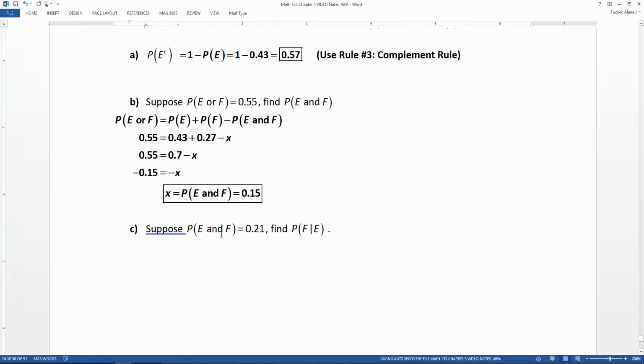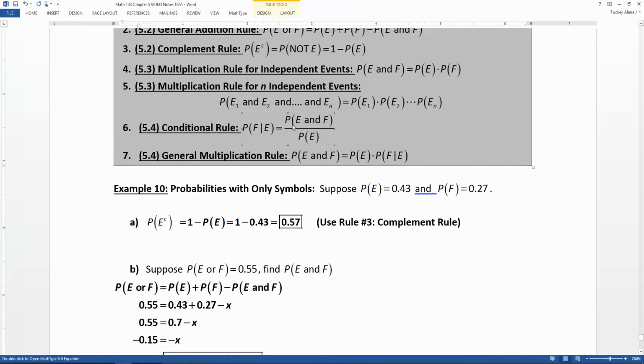All right, now suppose the probability of E and F is 0.21. So it's a different problem, so ignore everything we've learned. So A and B, they're out. Now we're going to use the probability of E and F equals 0.21. Find the probability of F given E. Okay, well, that's the conditional rule.